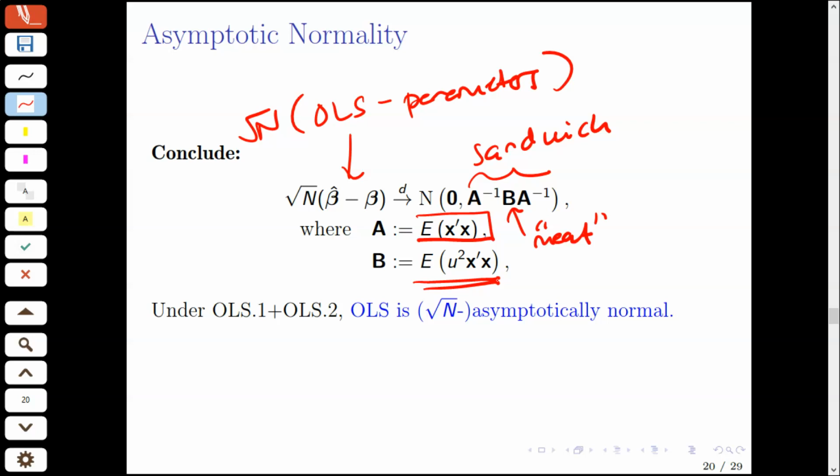Now, often, when we establish a result like this, we'll say that the estimator in question is square root n asymptotically normal, or just for short, asymptotically normal. So what we've shown here is that under assumptions OLS 1 and 2, the OLS estimator is asymptotically normal. And we've expressed the variance of its distributional limit, that is, the variance of the right-hand side up here.